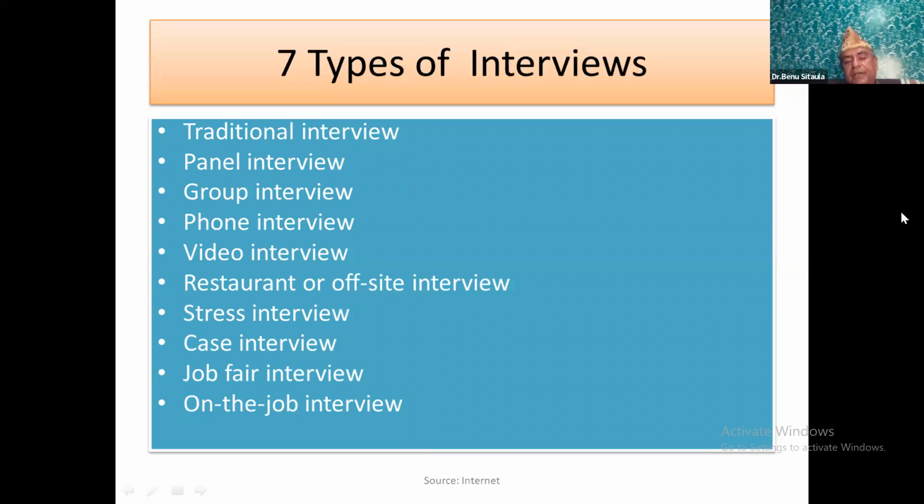Then after, the interviewer will think that you are the fit for the position also.